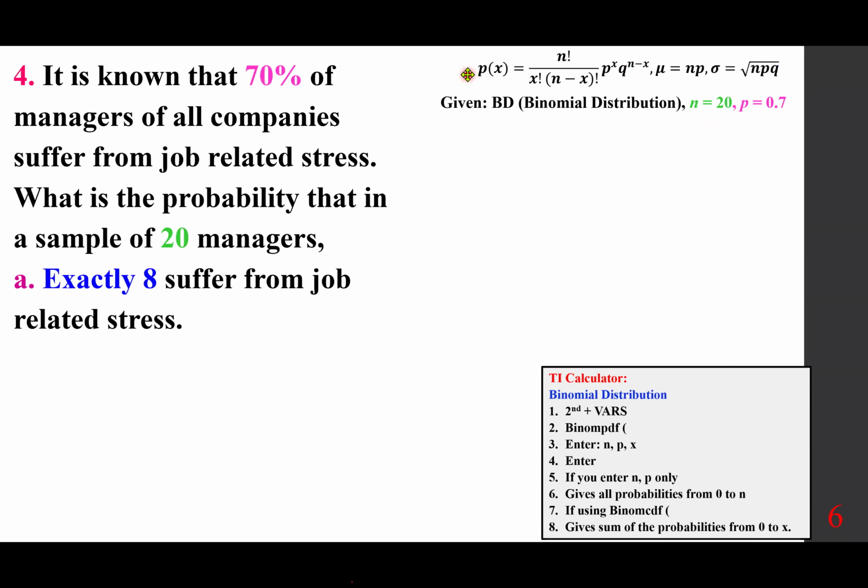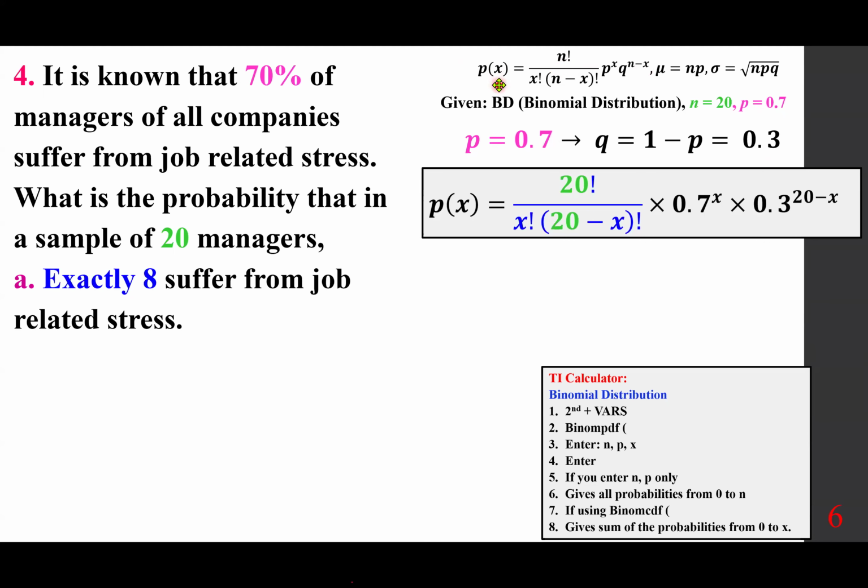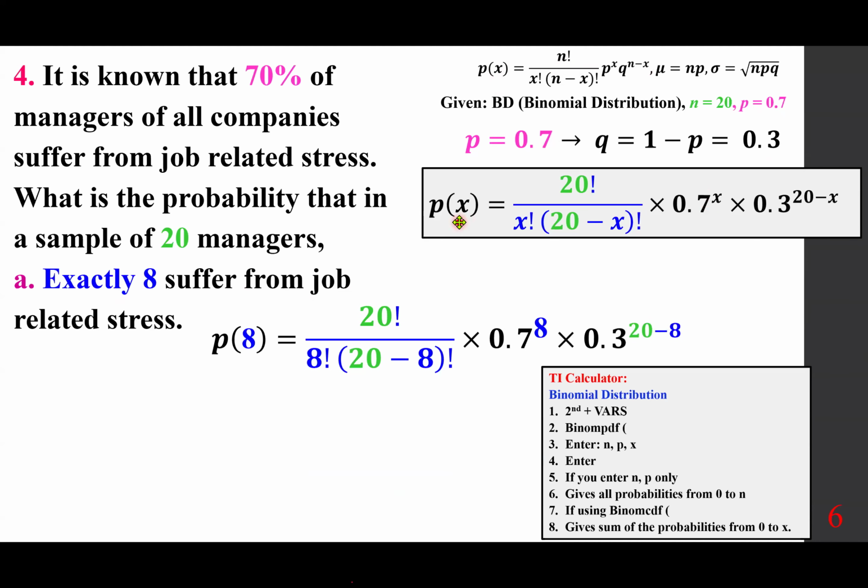Reminding you of the formula we wrote in the previous page. And into this, we replace the N with 20, P with 0.7, and of course, Q with 1 minus P, which is 0.3. So first we find Q, then we replace it here. Everything goes into this formula. For exactly 8, all you have to do is replace the x with 8. So we want probability of x being 8, replace the x with 8. There you have it.